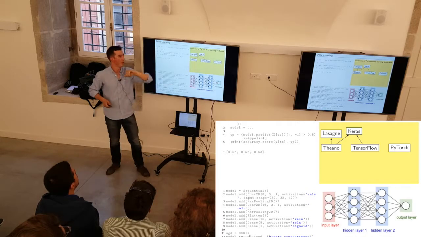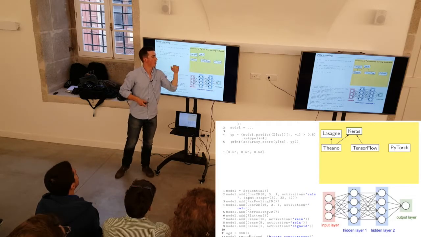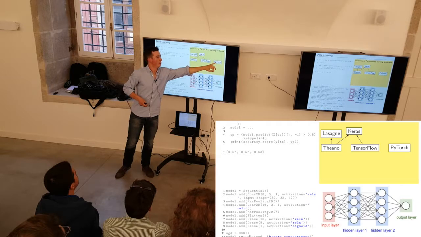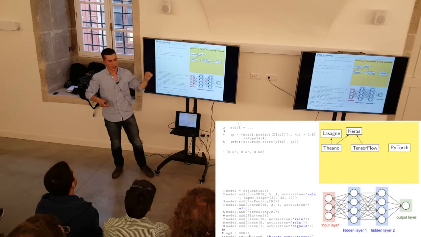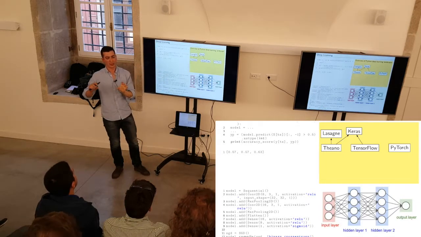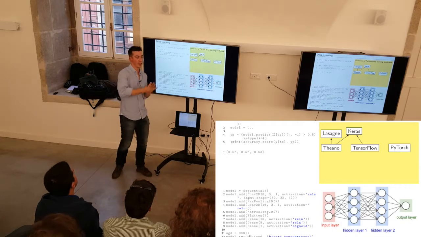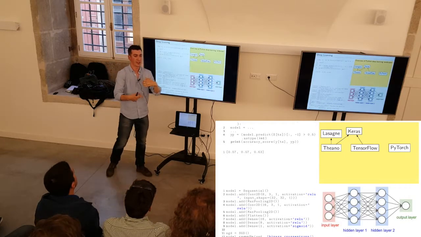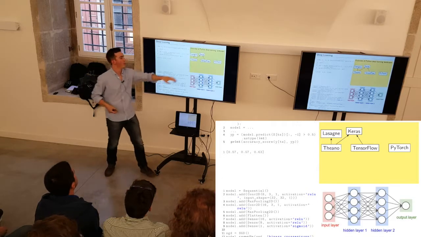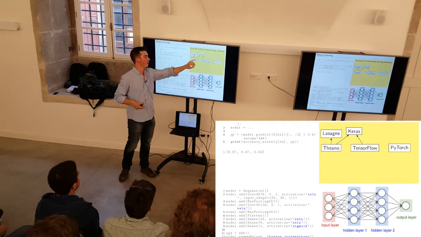PyTorch is getting popular. The reason why PyTorch is getting popular is because it can build graphs dynamically. Instead of compiling your neural net at the beginning, it can adjust to the data, okay? But these are the main ones, Theano and TensorFlow.